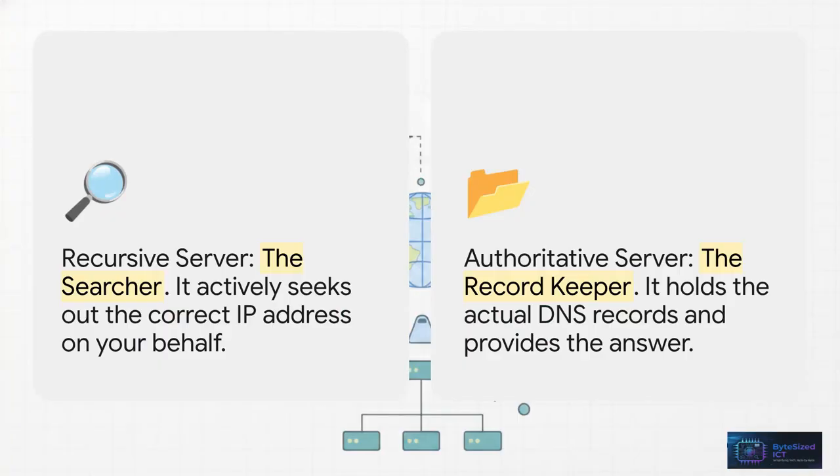Okay, so let's meet our two main players. First up, you've got the Recursive Server. The best way to think of this one is as the searcher. It's the one that takes your request and does all the hard work, all the legwork for you. Its partner in this is the Authoritative Server, which is the record keeper. This server holds the official final answer, the actual record. So, to put it simply, one does all the searching and the other one knows the answer.